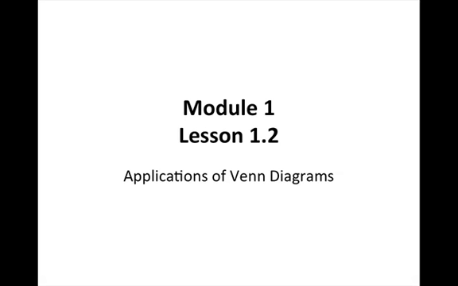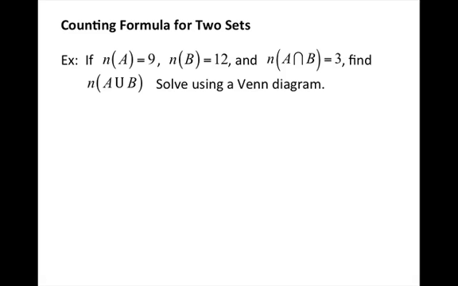Lesson 1.2 covers applications of Venn diagrams. Before we look at these applications, let's look at the counting formula for two sets. If the number of elements in set A is 9 and the number of elements in set B is 12, and the number of elements in the intersection of A and B is 3, I want to find the number of elements in the union.